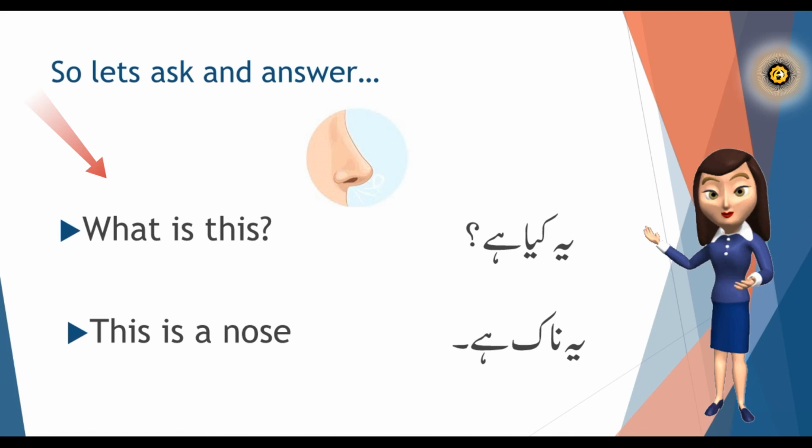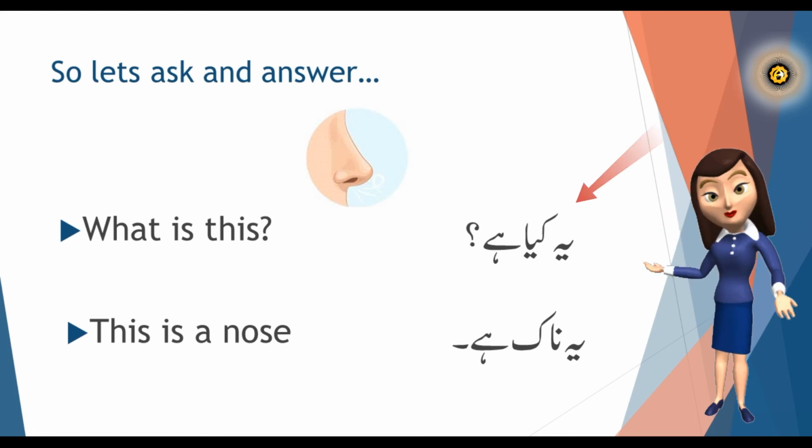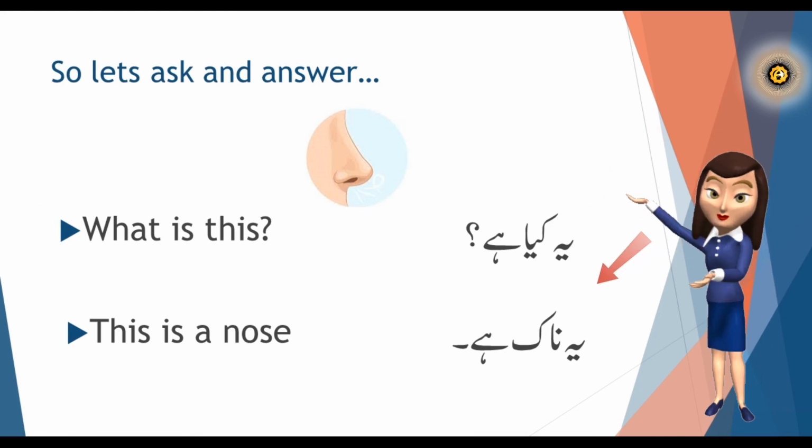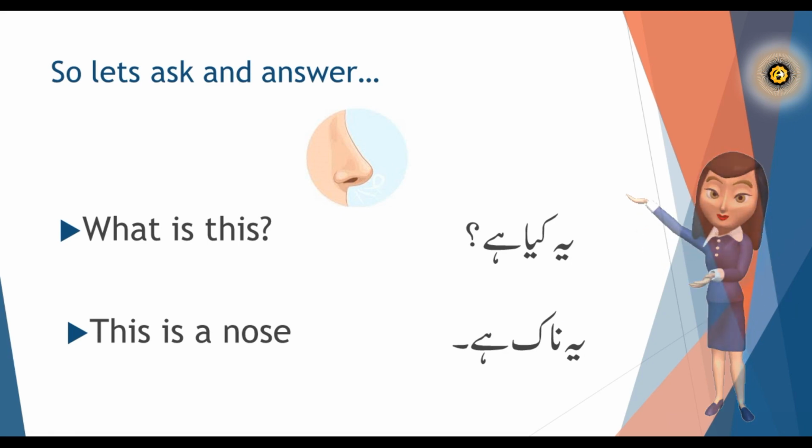Now let's repeat one more time. What is this? And in Urdu, ये क्या है? The answer is this is a nose. And in Urdu, ये नाक है. Repeat and practice well. Alright?